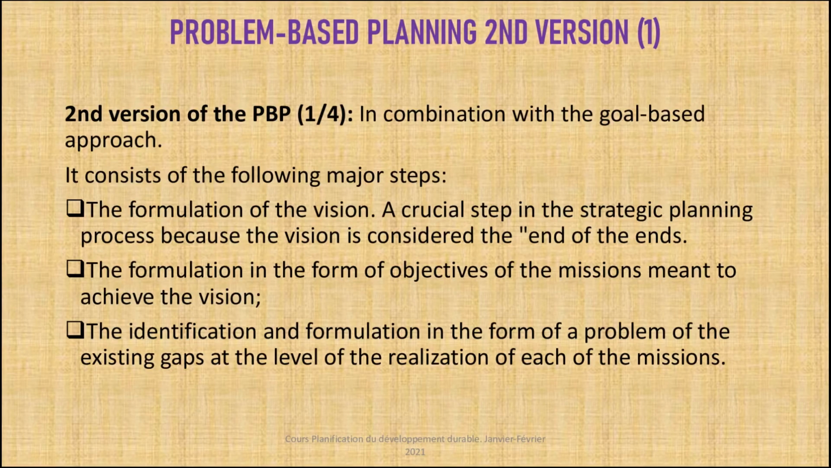The second version of the issue-based planning is in combination with the goal-based approach, and it consists of the following major steps. The first is the formulation of the vision, a crucial step in the strategic planning process because the vision is considered as the end of the ends. The second one is the formulation, in the form of objectives, of the missions meant to achieve the vision. The third one is the identification and formulation, in the form of a problem, of the existing gaps at the level of the realization of each of the missions.